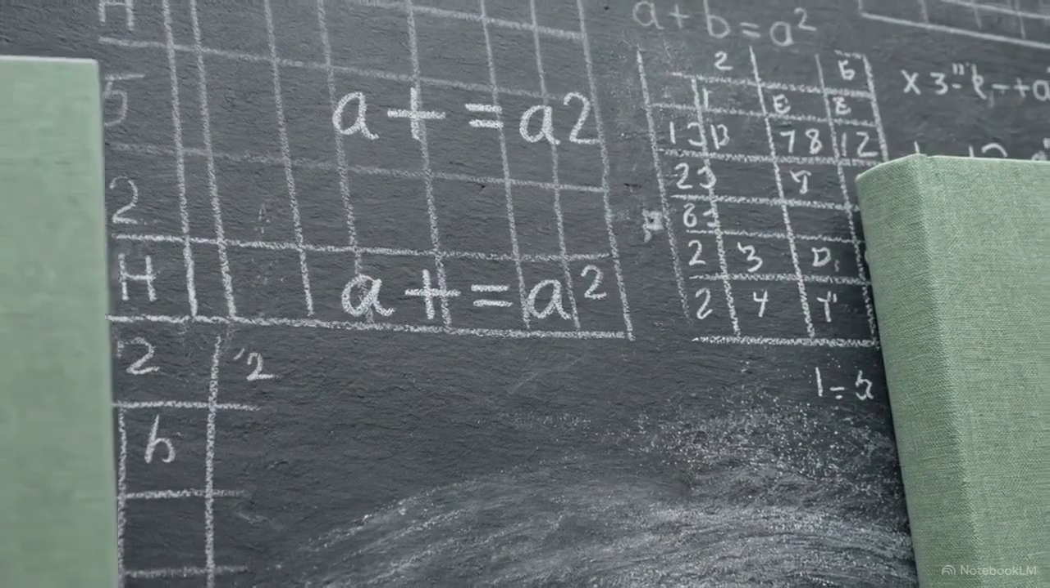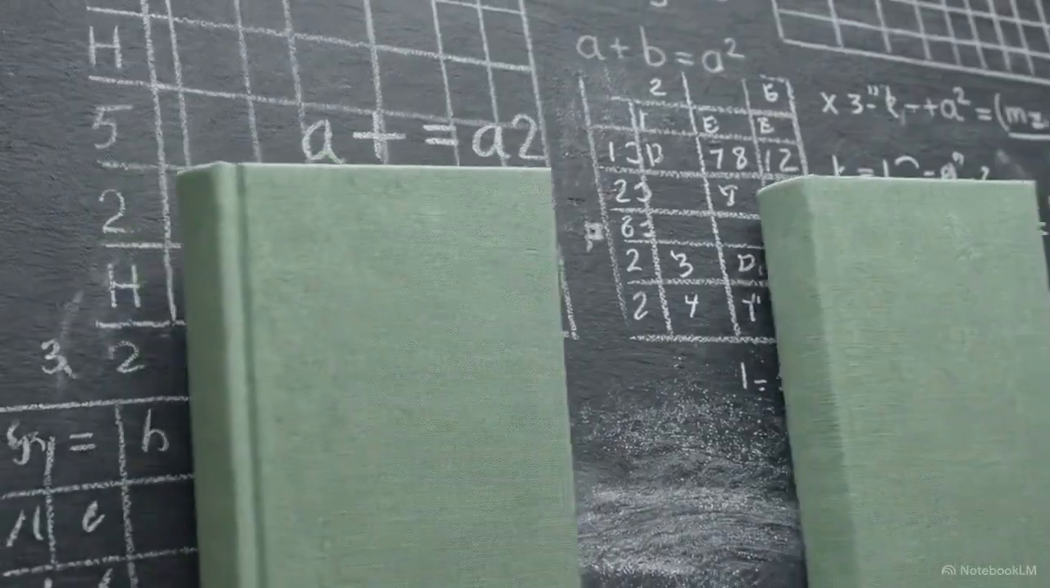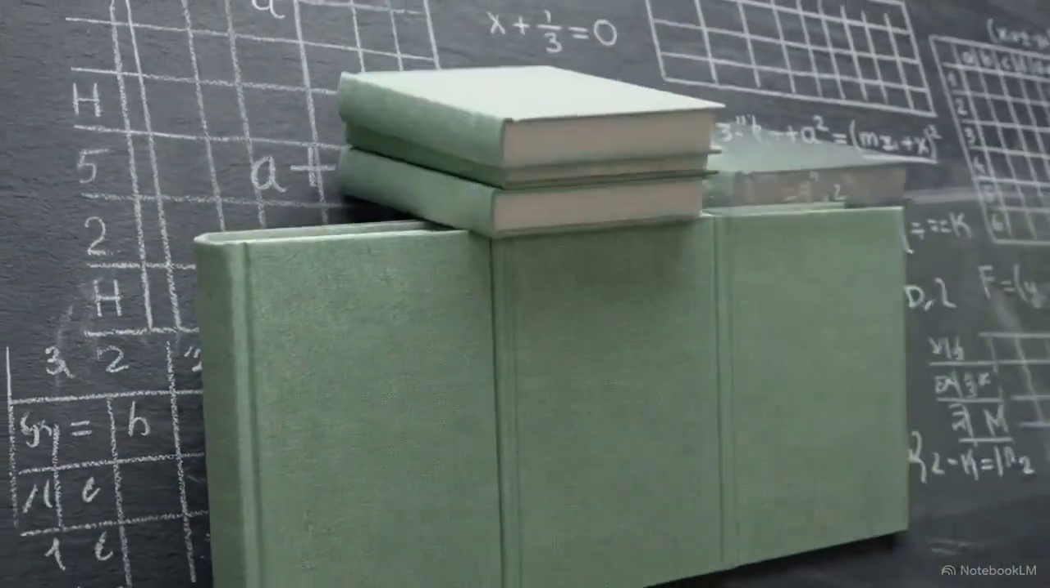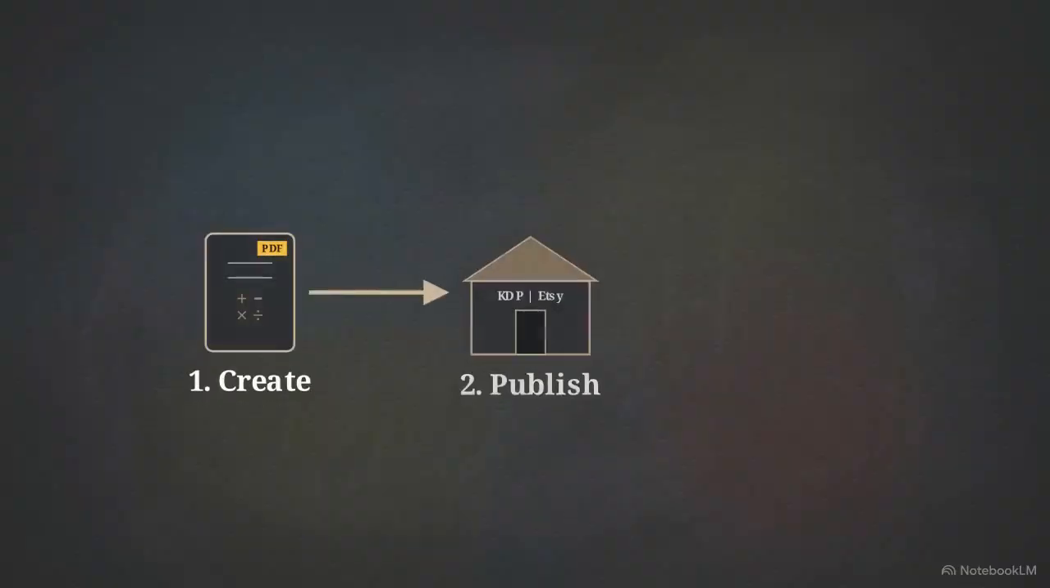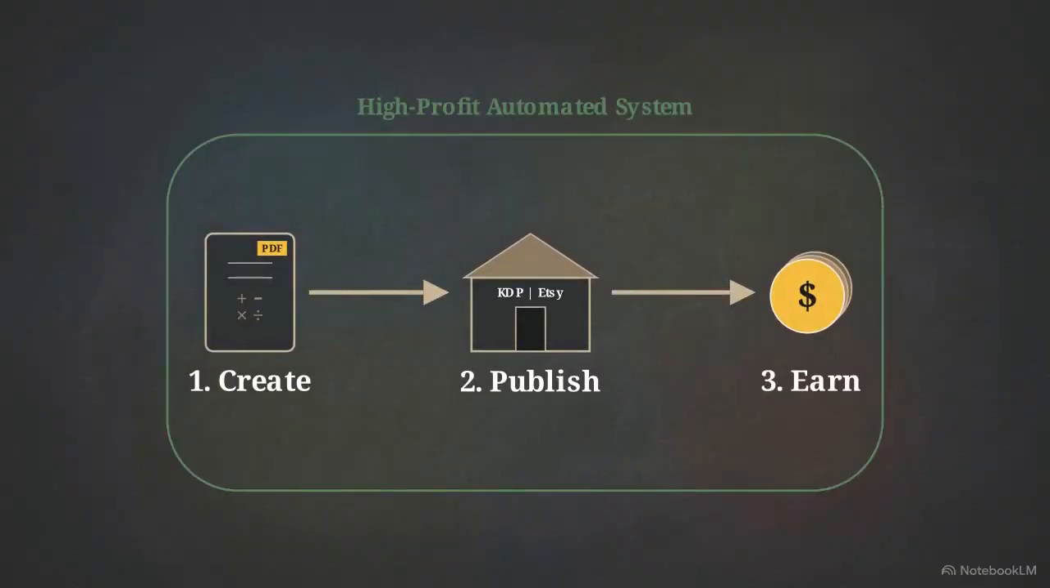Because the production timeline is so compressed, you can easily repeat this process to build a massive, diverse library of high-demand mid-content books. The technical barriers to building a passive publishing portfolio are gone.